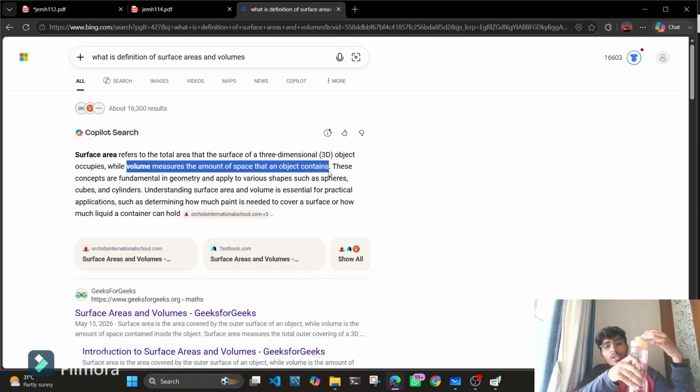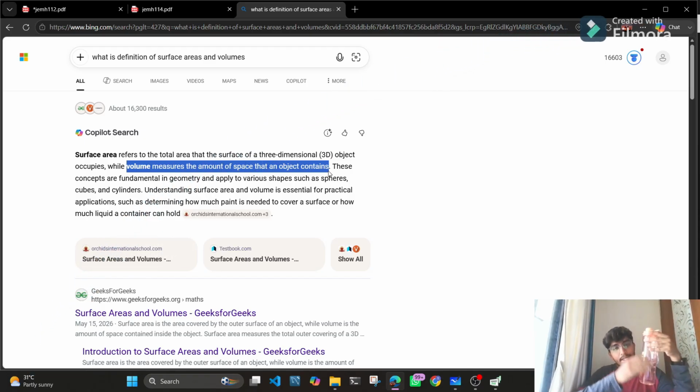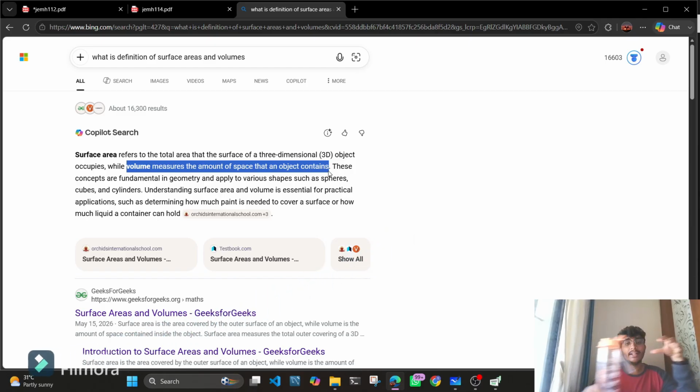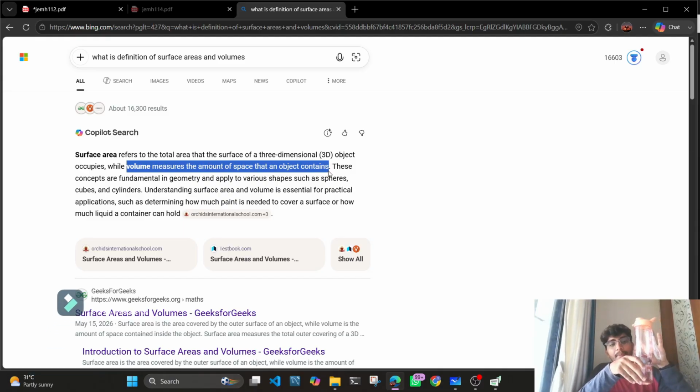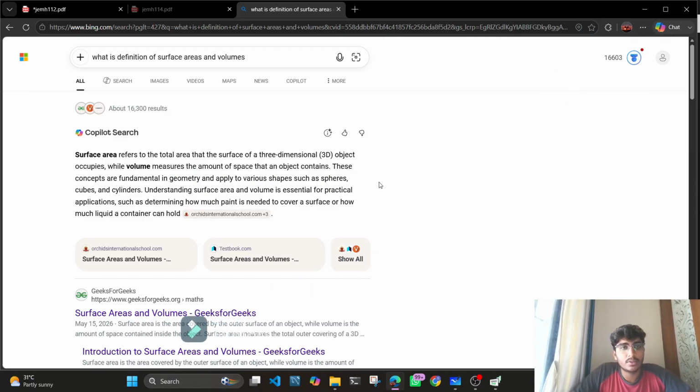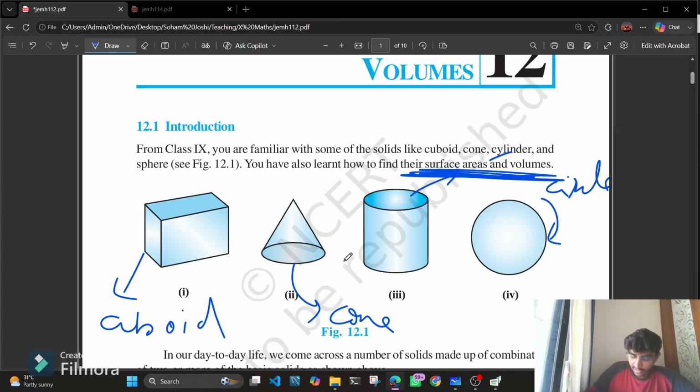Now it is a bottle, so we'll obviously be pouring water into it, right? So the amount of water with respect to this bottle is the volume. Okay, but in general we can say that the volume measures the amount of space that an object contains. इसमें कितना space contain हो सकता है? If I fill some air, the amount of air that can be filled into this object or bottle is known as the volume. Okay. So that is what we refer to as surface areas and volumes.